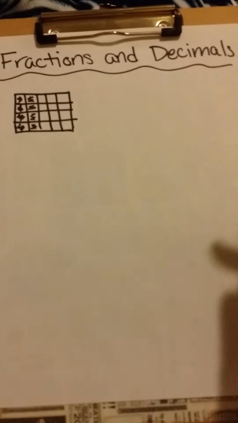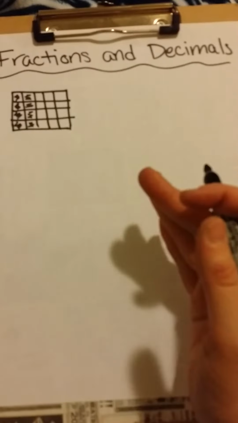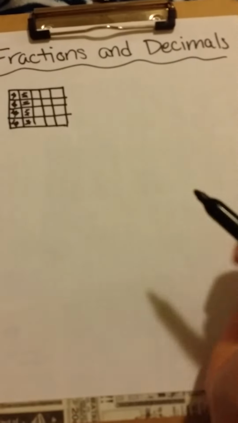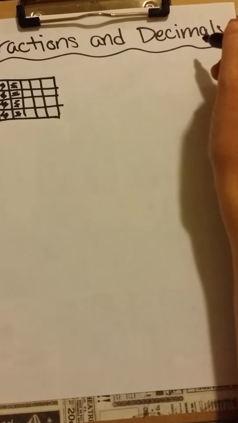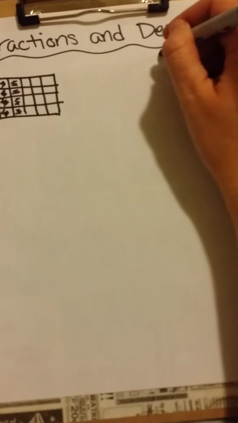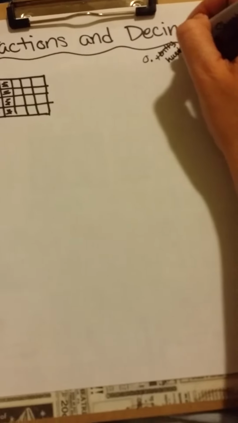Okay, today we're going to talk about fractions and decimals and how you go from a fraction to a decimal or a decimal to a fraction. Remember, both of these mean part of a whole. Your decimal, though, all decimal numbers will have a tenths place, a hundredths place, and a thousandths place, meaning all decimals have to be out of 10, 100, or 1,000.